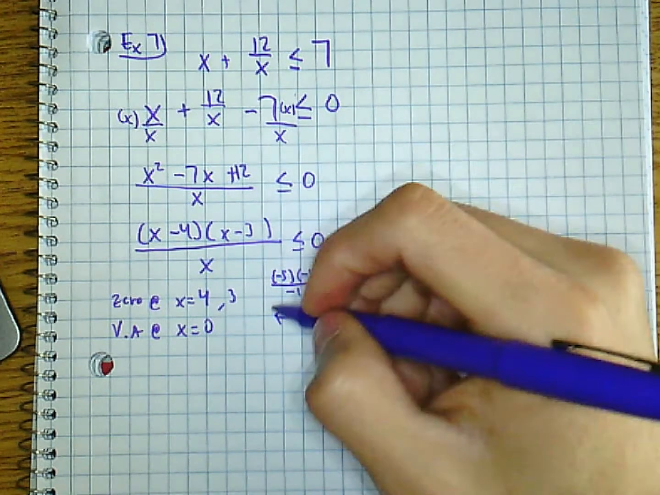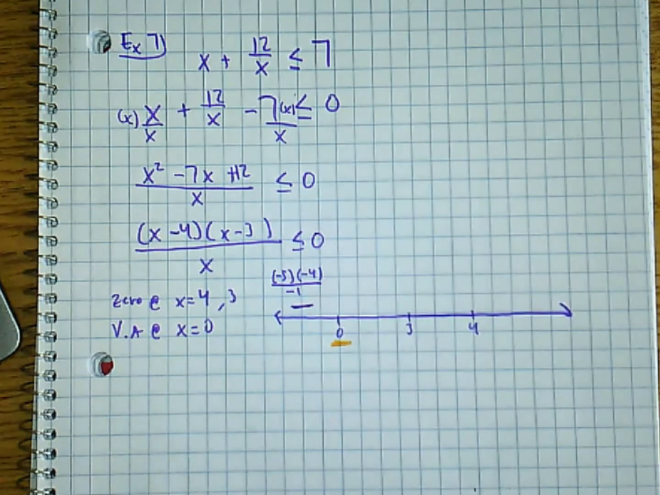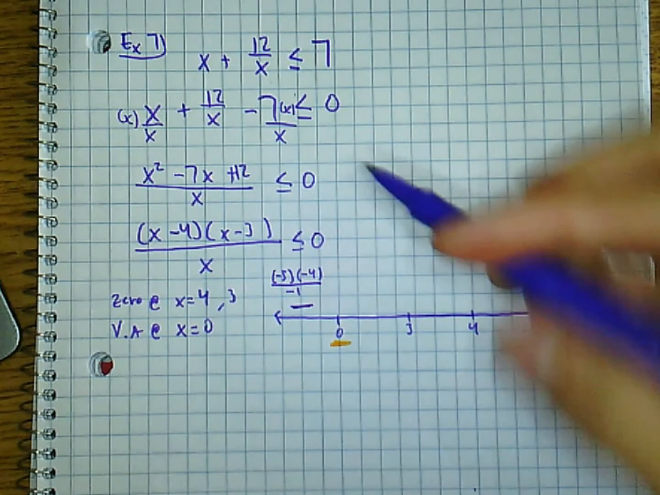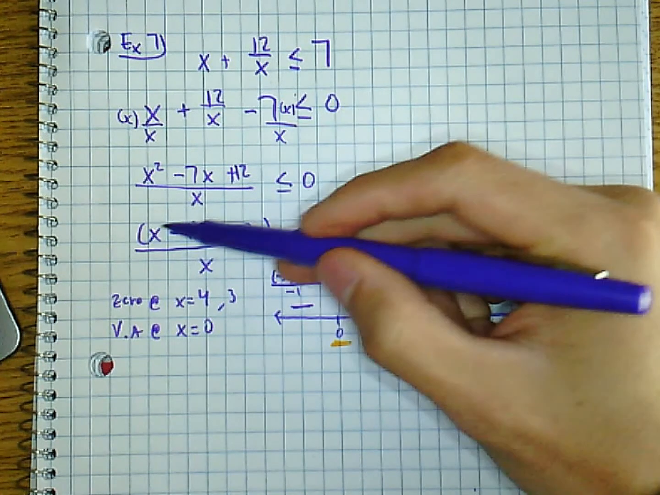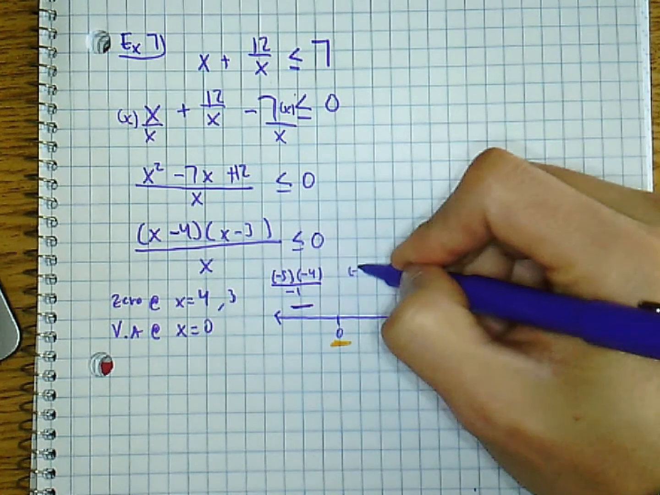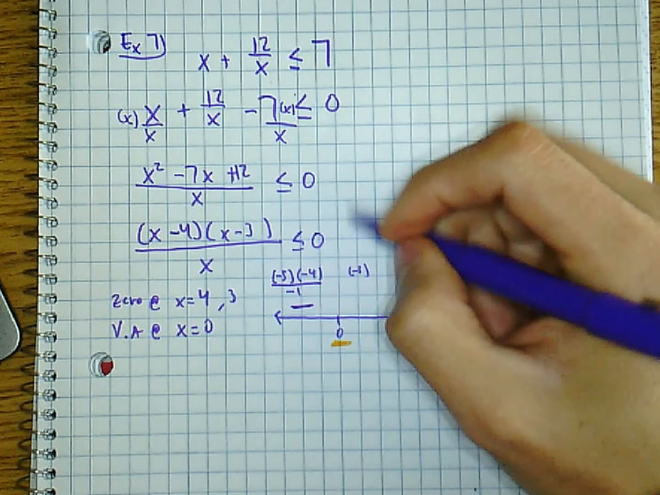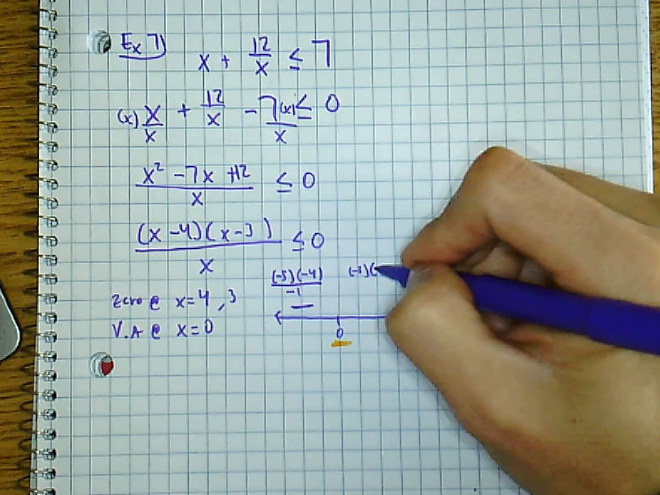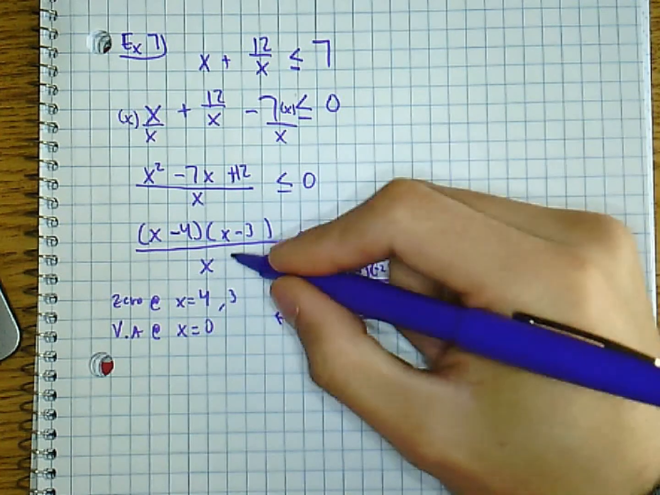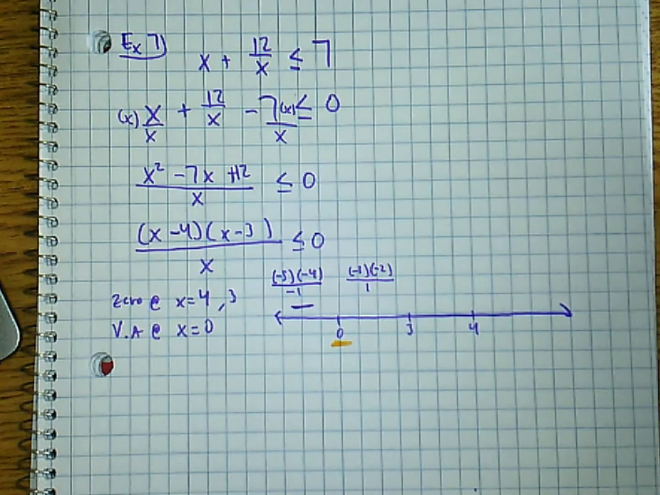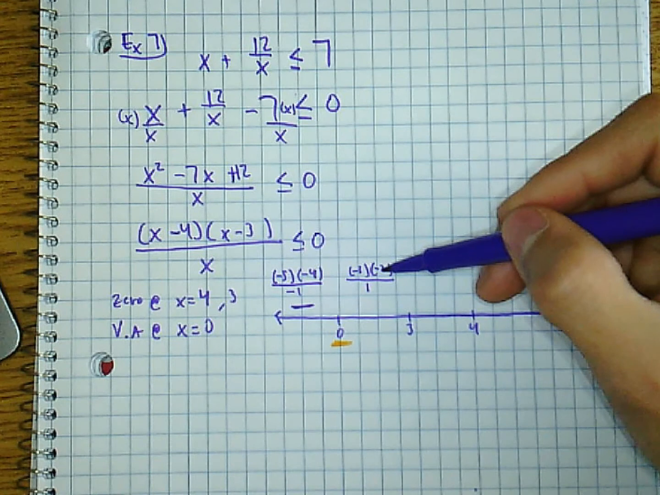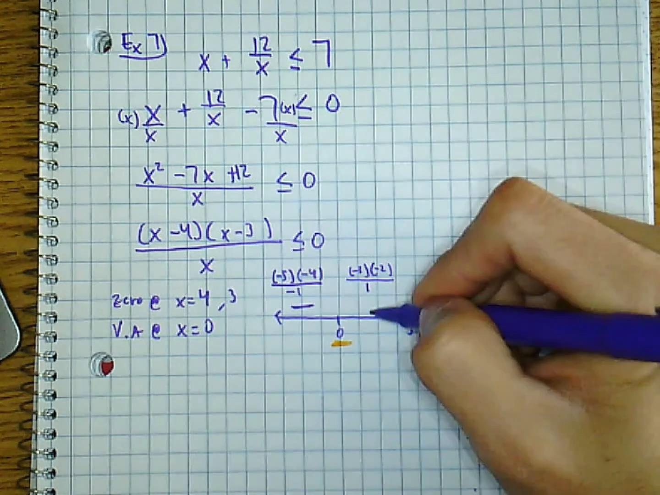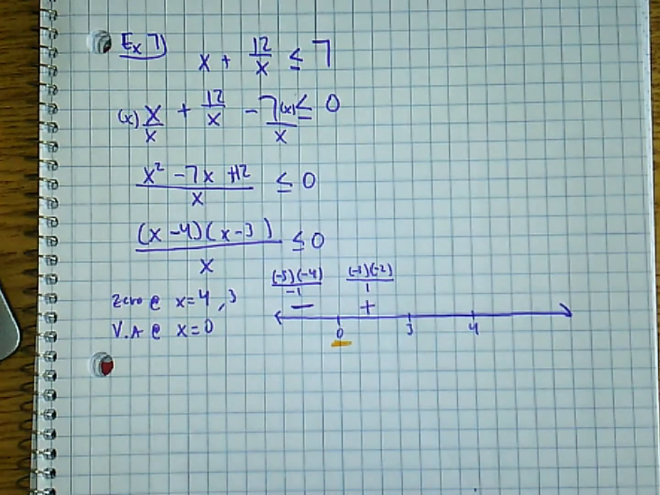Okay? All right. A number between 0 and 3 that I can use would be 1. 1 minus 4 would give me a -3. 1 minus 3 would give me a -2. And then just a 1 on the denominator. -3 times -2 gives me a +6. Divided by a +1 produces a positive number, which means that between 0 and 3, everything is going to be positive.